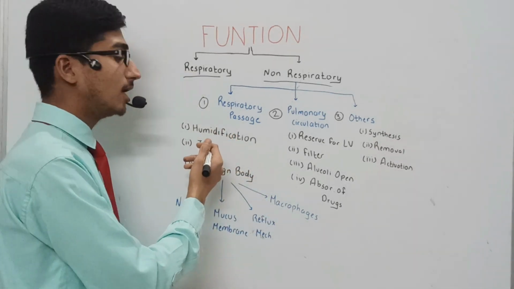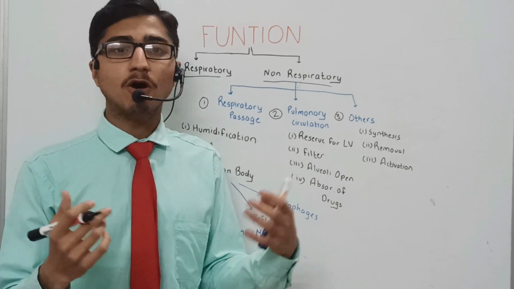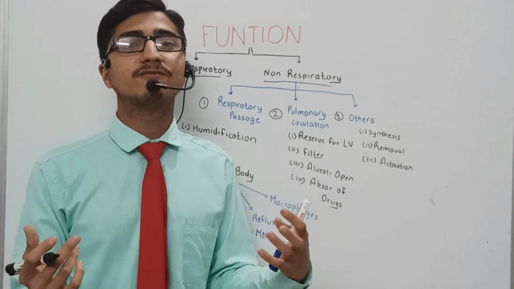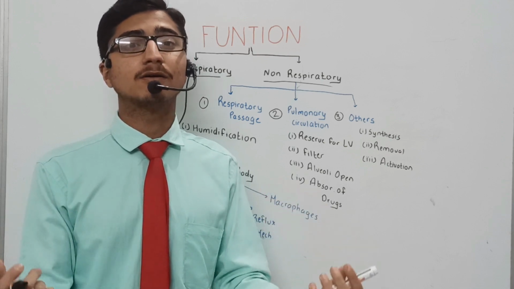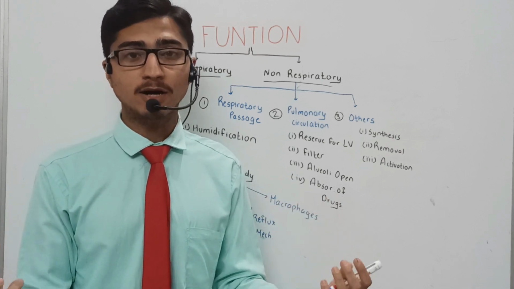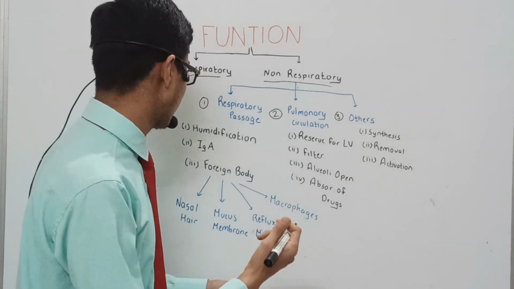Next comes immunoglobulin A, that is IgA. We all know that IgA works as a defense mechanism. They are the immunoglobulins of our body and they will fight against microorganisms.